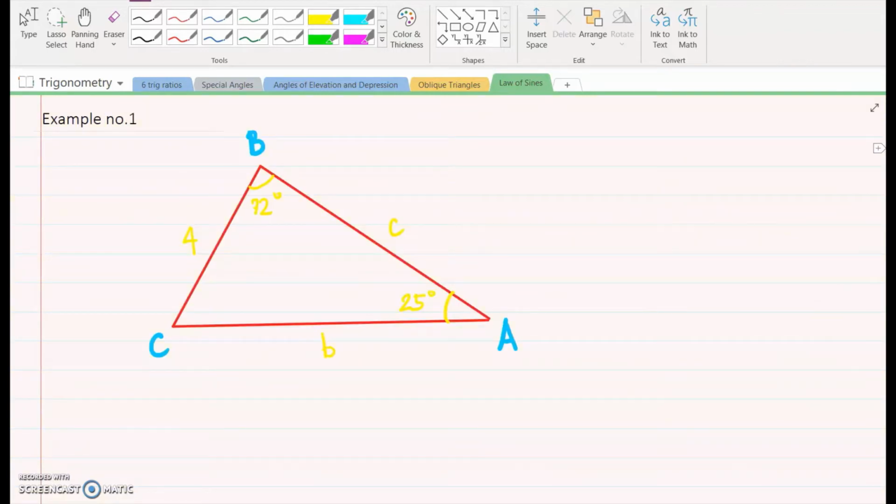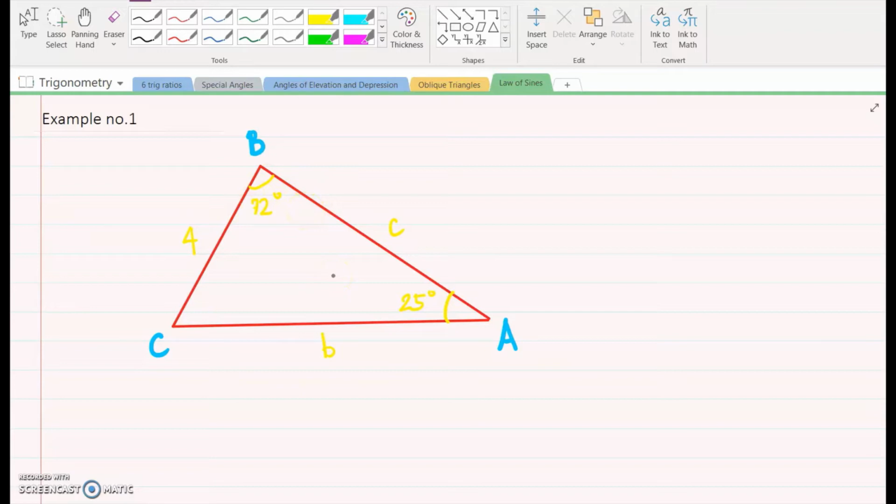So let us have our first example. You have here triangle ABC with angle A 25 degrees, angle B 72 degrees, and side a, so this is actually side a, with 4. We're going to solve for side b, which is the opposite of angle B.